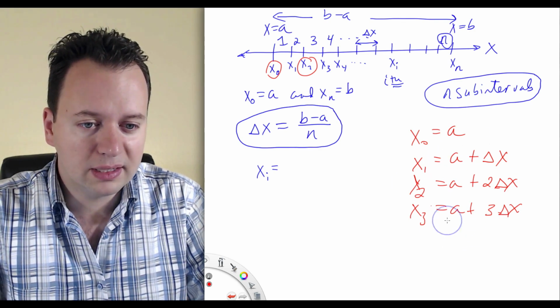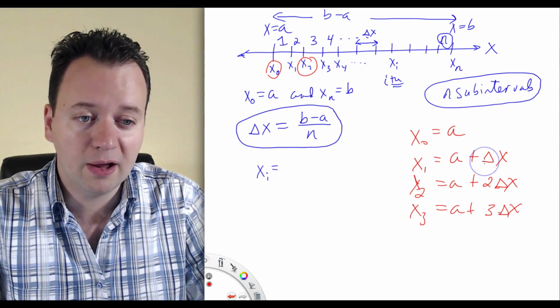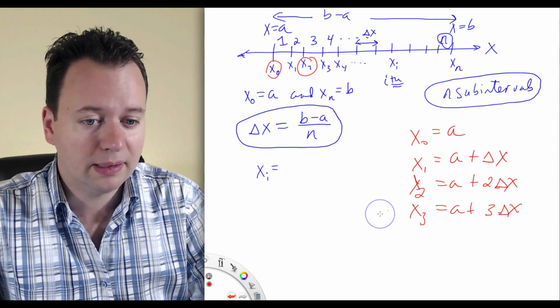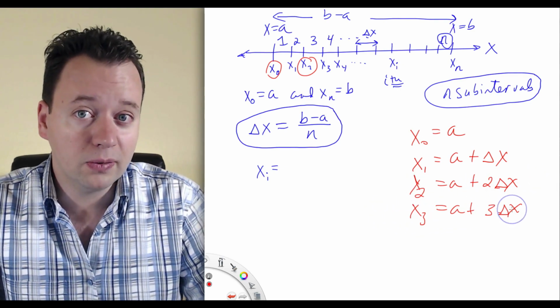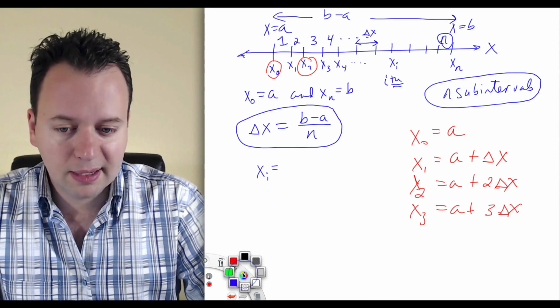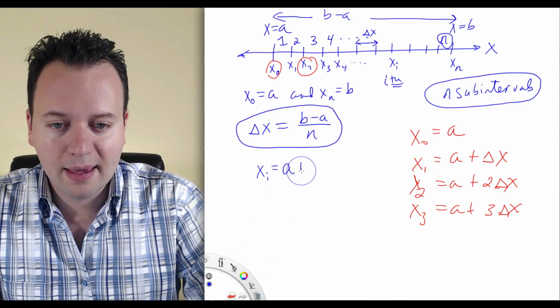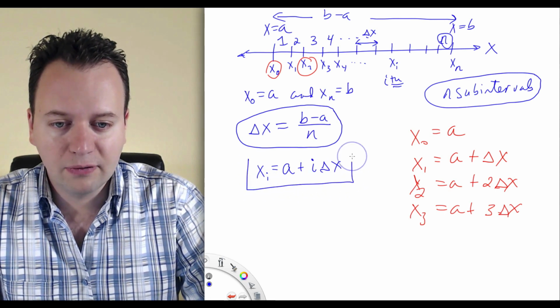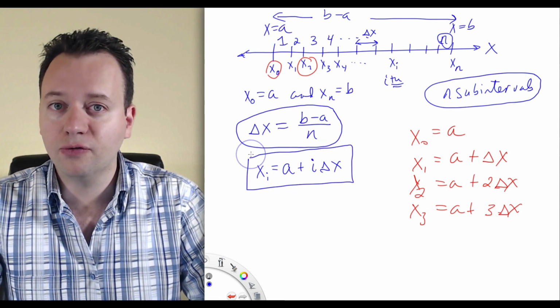Now hopefully you're starting to see a pattern. x sub 1 is a plus 1 times delta x. x sub 2 is a plus 2 times delta x. x sub 3 is a plus 3 times delta x. So x sub i should be a plus i times delta x. If you remember where it comes from, you'll never forget the formula.